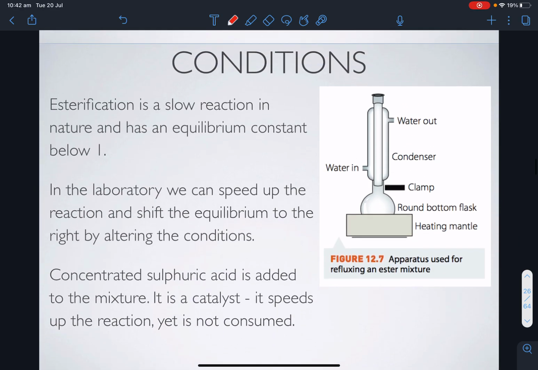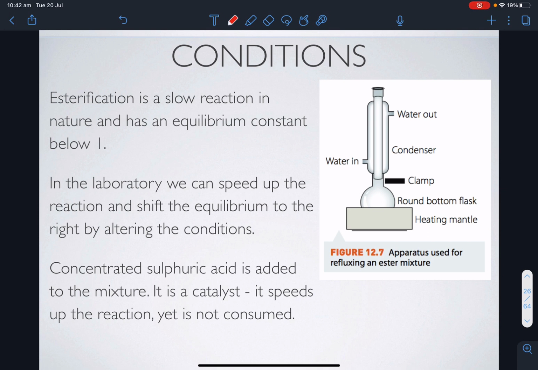Okay, so some of these conditions, it's a slow reaction, and it has an equilibrium constant below 1, so we need to speed it up. So one thing we talked about is heating it. Now the problem with heating your reaction vessel when you're trying to make an ester is that your carboxylic acid and your alcohol are going to heat up and evaporate away. They're going to turn into a gas. And once they're lost, you can't react them.